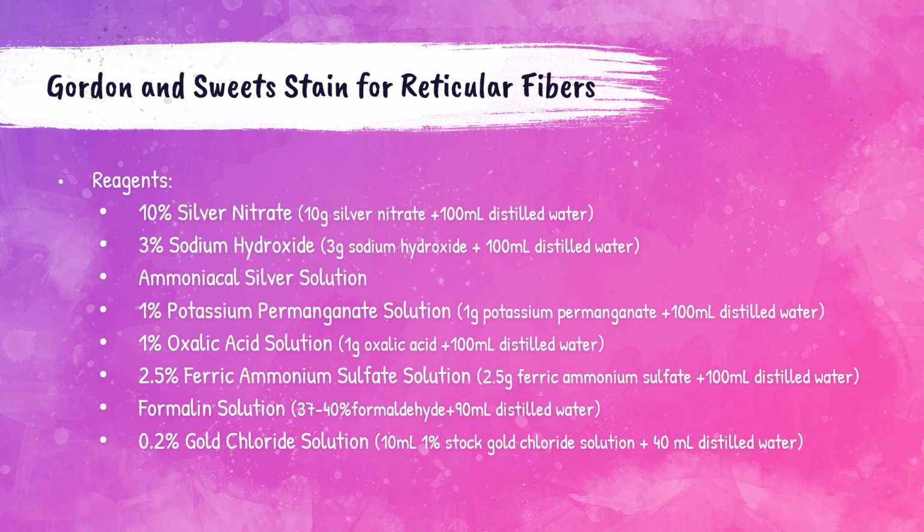Formalin solution, which is prepared by combining 37 to 40% formaldehyde and 90 milliliters of distilled water. 0.2% gold chloride solution, which is prepared by combining 10 milliliters of 1% stock gold chloride solution and 40 milliliters of distilled water. Let's go to the next slide here with a continuation of the reagents needed for this stain.